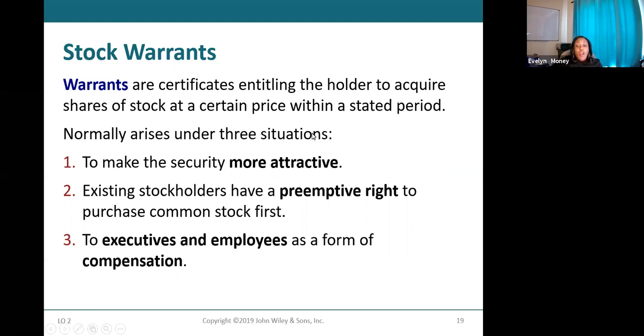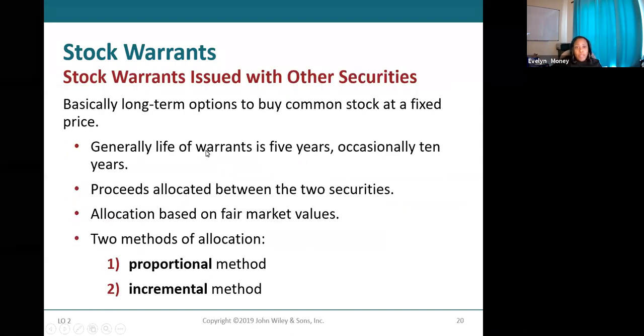Now, with these warrants, sometimes they are packaged with debt and other types of securities to make the entire instrument more attractive. Again, we use it to secure that preemptive right, and warrants are used as compensation for key executives. And that's where we see the stock options really coming into play there. So first, let's look at when stock warrants are issued with other securities. So packaged with some type of bond, packaged with some type of debt.